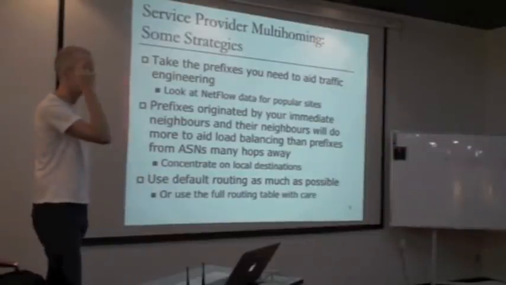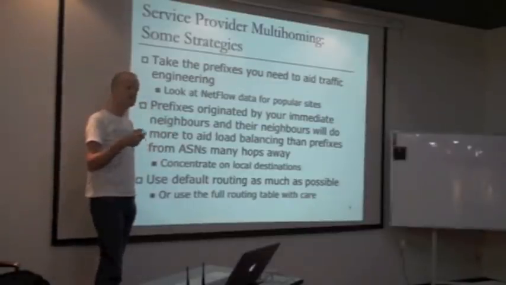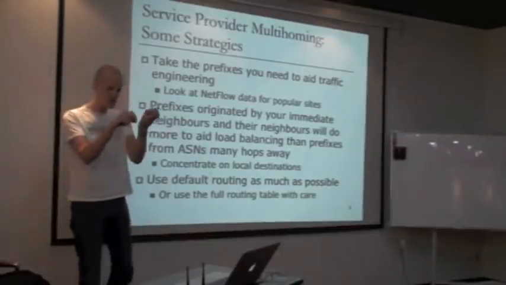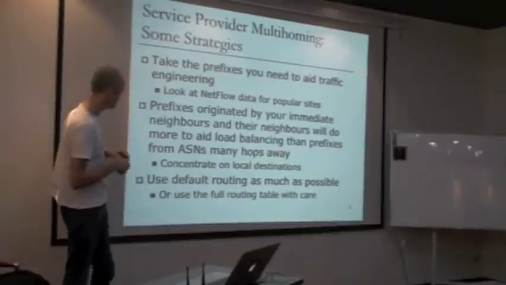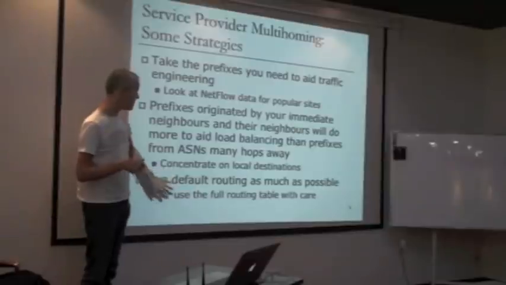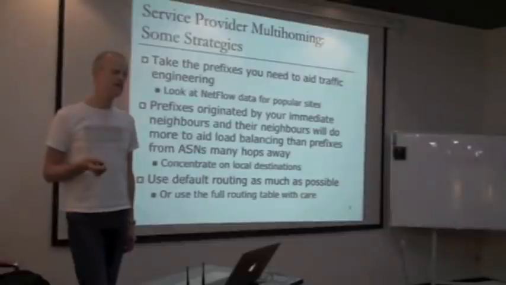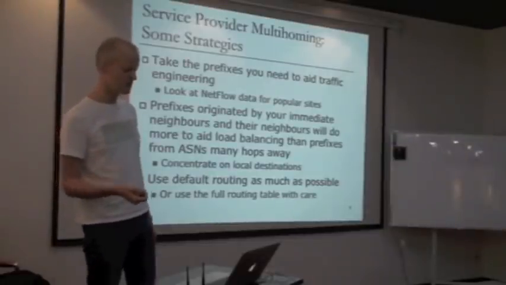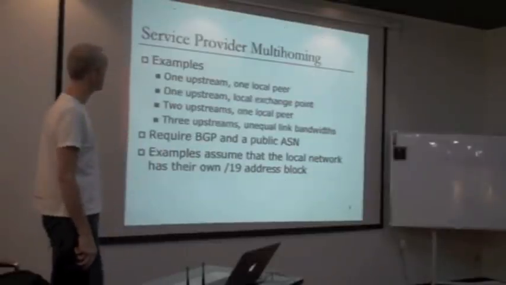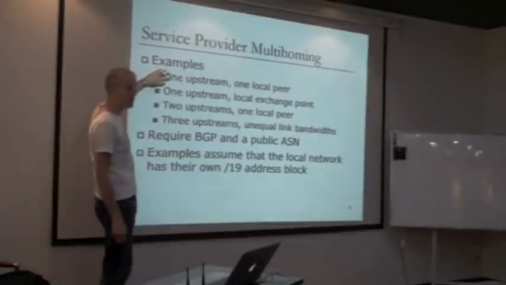So you're wasting your time if you're trying to use autonomous systems that are many hops away from your network. You want to concentrate on what's close. Right? So concentrate on local destinations. And use default routing as much as possible. If you must use the full BGP table, be careful how you do it. And I'll show you how we do this in the examples coming up. So the first one we'll look at is one upstream, one local peer.